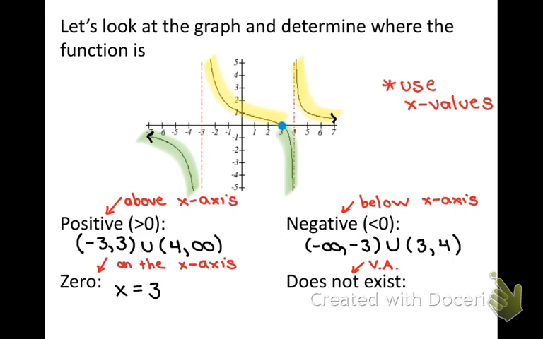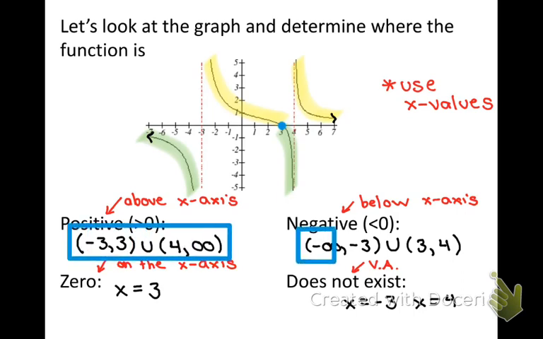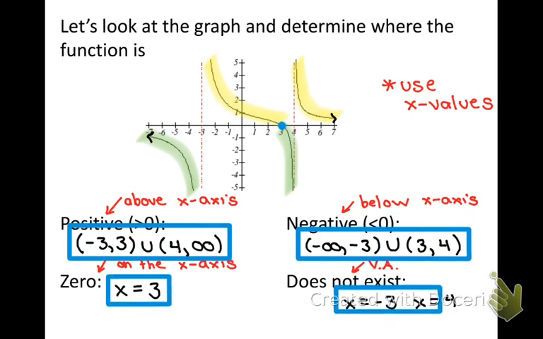And the last part is, where does it not exist? Where do those vertical asymptotes happen? At x equals -3 and x equals 4. There you have it. You've got where the graph is positive, where it's negative, where it's 0, and where it does not exist.